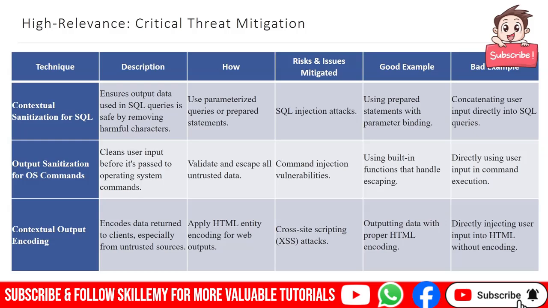Finally, we look at contextual output encoding of all data returned to the client that originated outside the application's trust boundary. This is particularly important for preventing cross-site scripting attacks. When outputting untrusted data, encoding it properly, such as through HTML entity encoding, ensures that the browser interprets it as data rather than executable code. This approach protects users from potential script execution within their browsers, enhancing both security and user trust in the application.